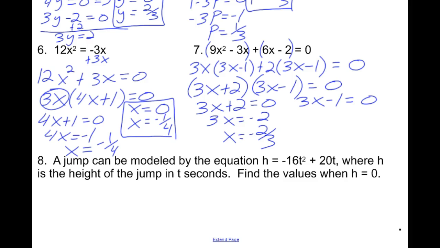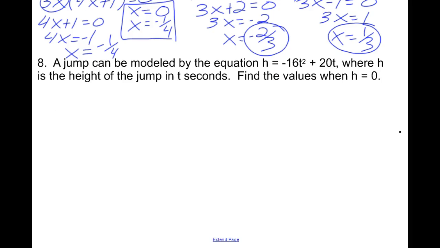On the next one, add 1 to both sides, I get 3x equals 1. Divide both sides by 3, I get x equals 1/3. So my two possible solutions would be the negative 2/3 or the 1/3. And you can always resubstitute either of those back in to see if you get a 0, to see if it works. All right, let's take a look at number 8.